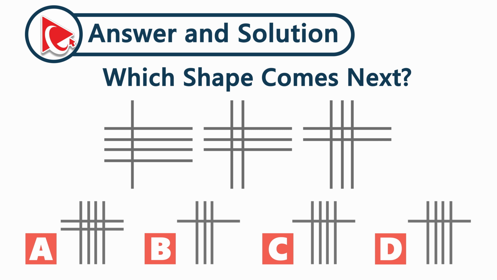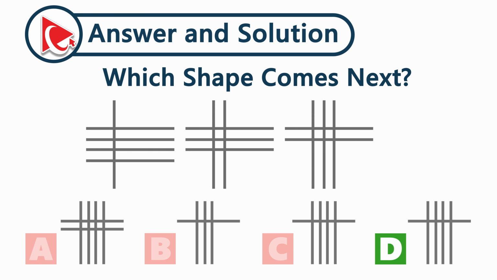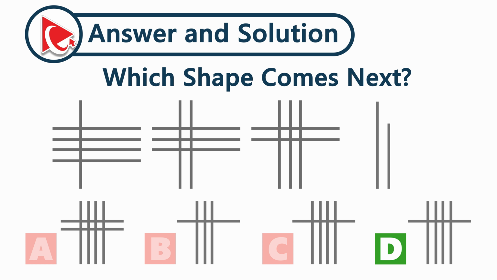If you picked option D, you nailed it. Here's why. With each step, vertical lines increase by 1, while horizontal lines decrease by 1. That makes D the perfect continuation of the sequence.